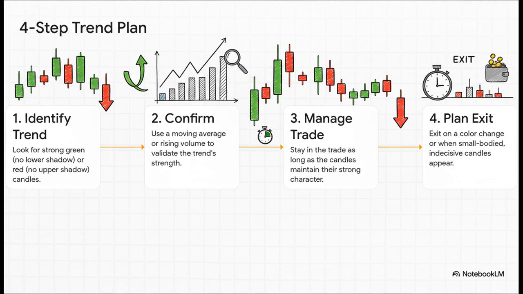Step 2, get a second opinion. Use another tool, like a moving average or volume, just to confirm the trend has real strength. Step 3, and this is where Heikin Ashi really shines. Manage the trade. Just stay in as long as those strong candles keep printing. And finally, Step 4, know when to get out. When the candle color flips, or you see those little indecisive candles, that's your cue to think about taking profits.